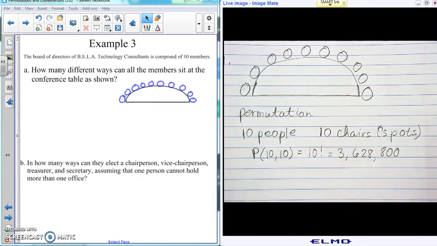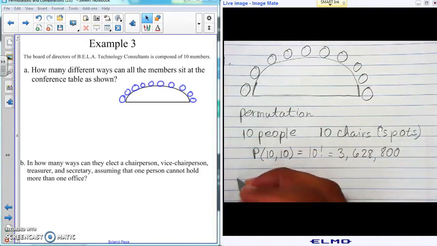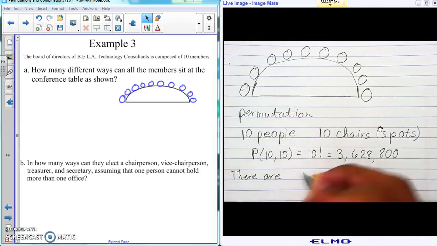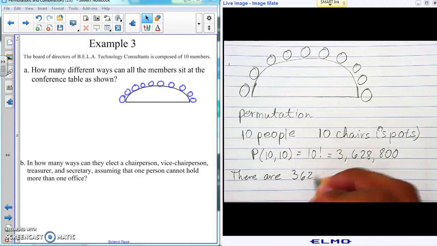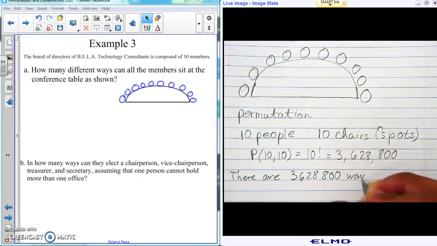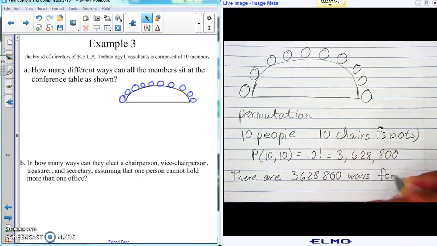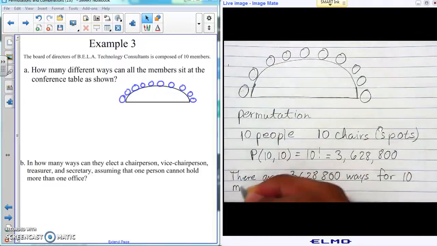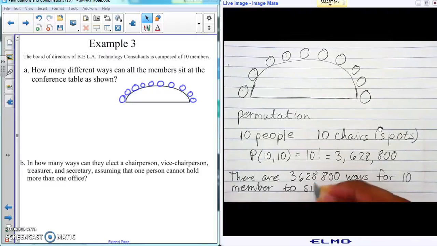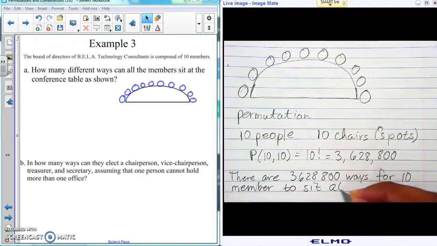Let's write a sentence out, though. It's always important to write a sentence. So there are 3,628,800 ways for 10 members to sit at the table.